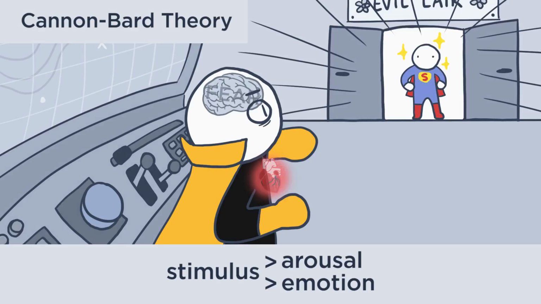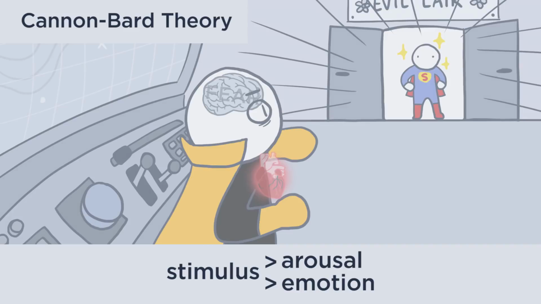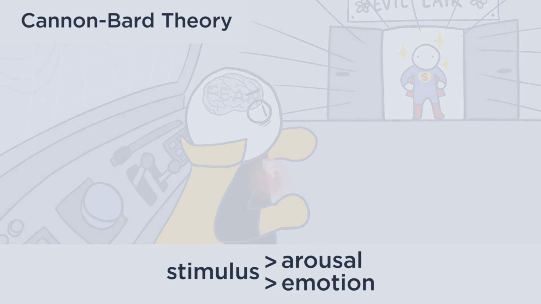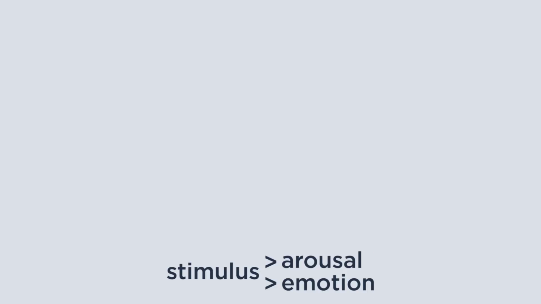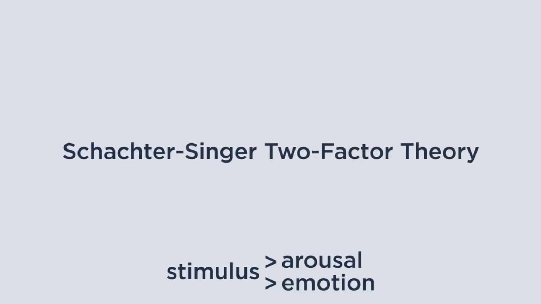But contrary to this theory, there have been many reports of physiological stimuli influencing emotions. So it's unlikely that physiology and emotions are completely disconnected. One suggestion of how arousal and the experience of emotion may be connected but not causal was proposed in the 1960s by Stanley Schachter and Jerome Singer as the Schachter-Singer two-factor theory, which introduces the factor of cognition.